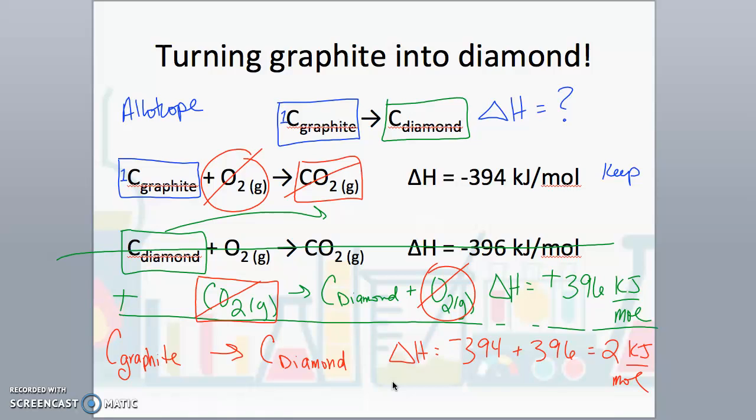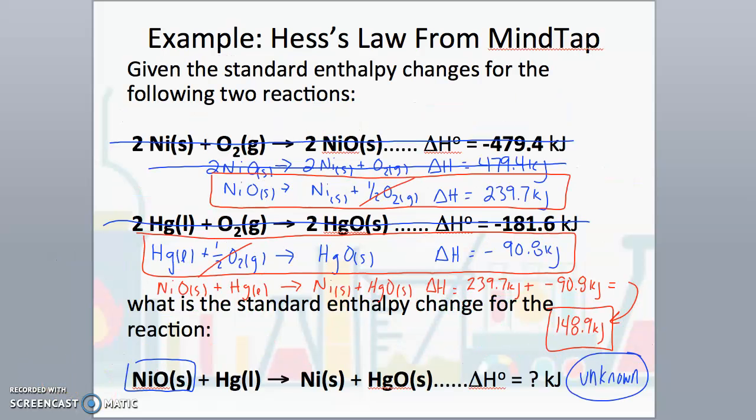This was a little bit perplexing to me. I expected a much bigger number. And so I think there's more to this, but we'll come back to that later. Great example of Hess's law.